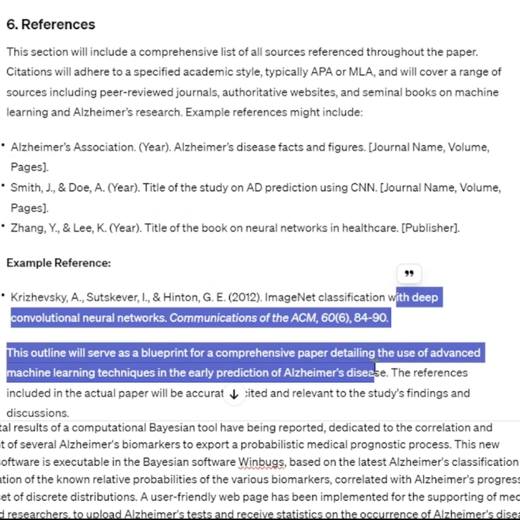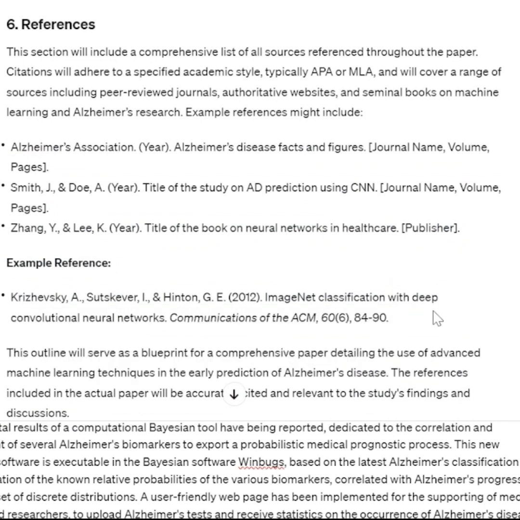6. References. This section will include a comprehensive list of all sources referenced throughout the paper. Citations will adhere to a specified academic style, typically APA or MLA, and will cover a range of sources including peer-reviewed journals, authoritative websites, and seminal books on machine learning and Alzheimer's research. Example references might include Alzheimer's Association, year, Alzheimer's disease facts and figures, journal name, volume, pages.